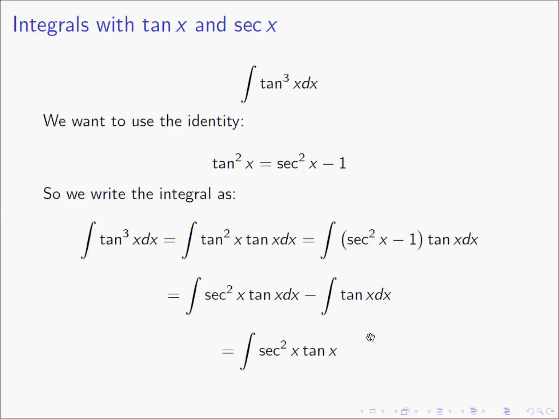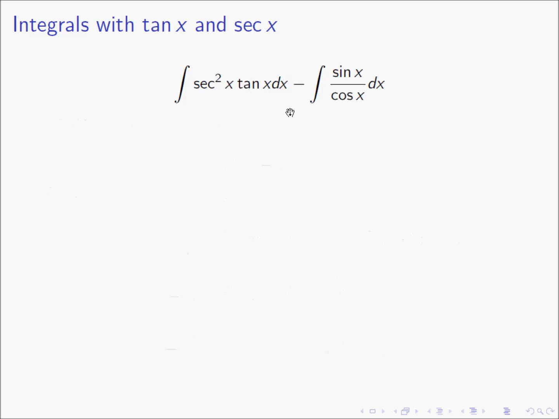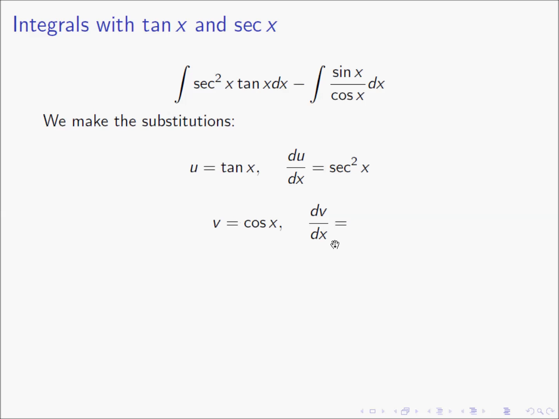And let's write tangent of x in the second integral as sine of x over cosine of x. We do that because we're going to solve these two integrals using substitution. Both of these integrals can be solved using substitution. In the first integral we're going to use the variable u that will equal tangent of x. So du over dx equals secant squared of x. That's the derivative of tangent of x. On the second integral we're going to use the variable v that will equal cosine of x, so that dv over dx equals minus sine of x.